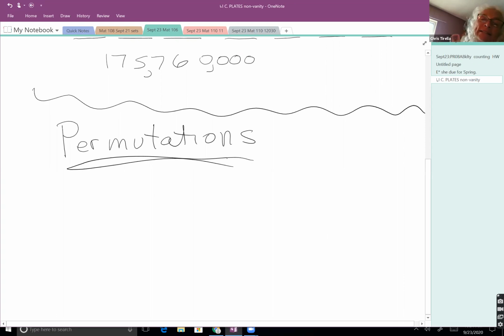Homework 6 is just on the fundamental counting principle, and we'll pick up with permutations next time.